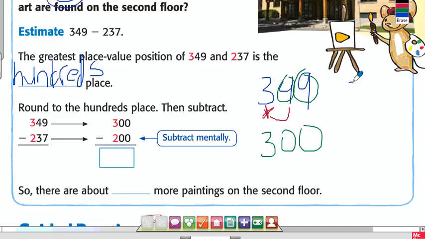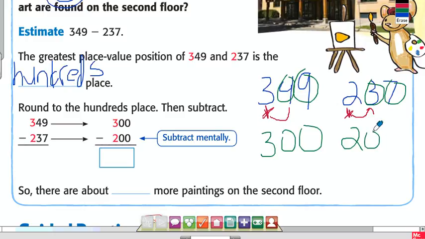Okay, and then I have 237. What number is in the hundreds place? 2. I can put a little X there. Looking over to the right, what does the 3 say? The 2 stays the same. And replace these numbers with zeros.